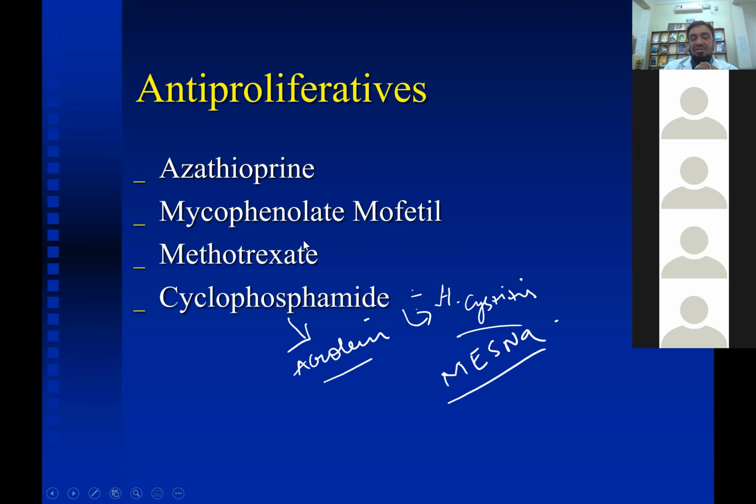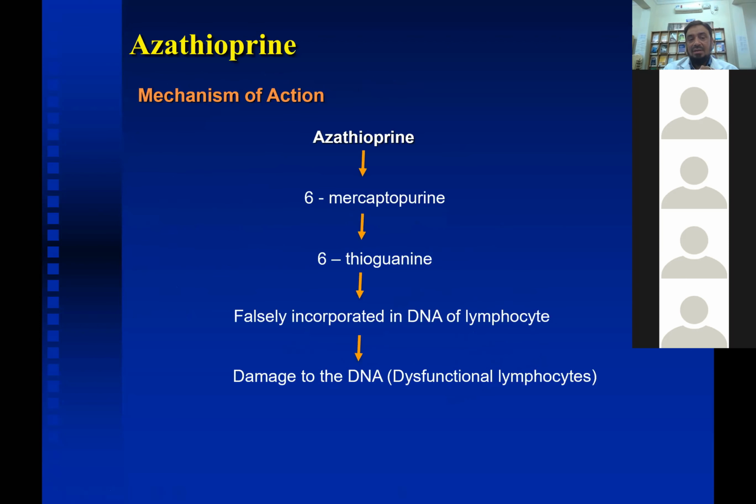What is the mechanism of action of methotrexate as an anti-cancer drug? It acts as a dihydrofolate reductase inhibitor, and it is an anti-metabolite. Okay. Coming to azathioprine.